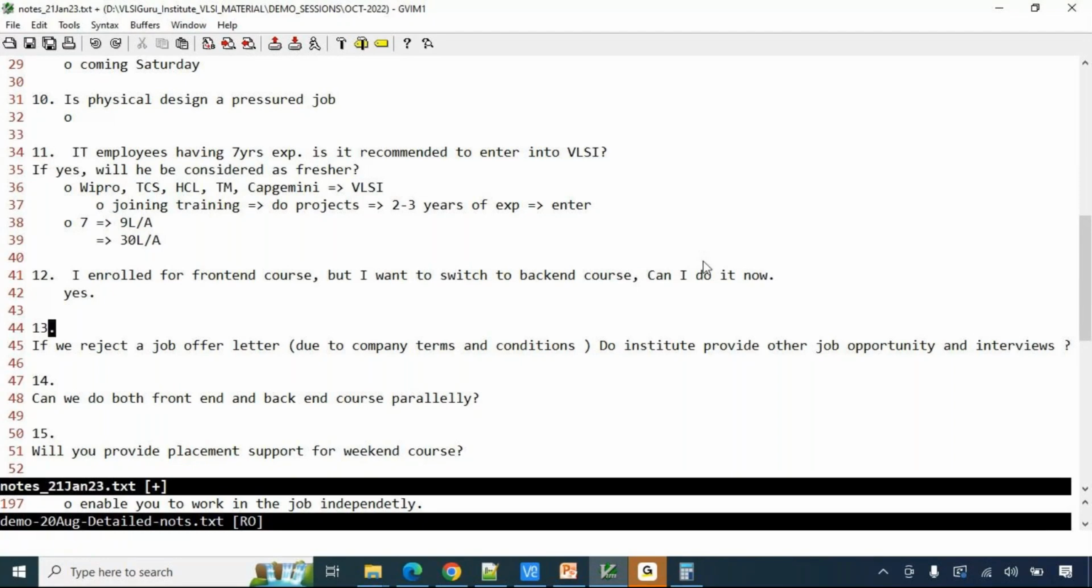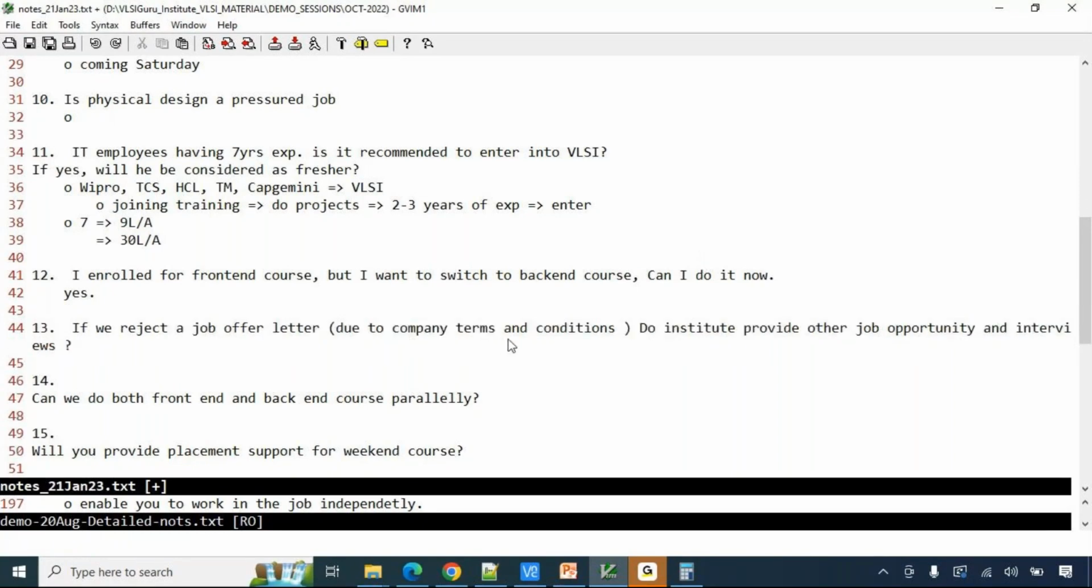Next, if we reject a job offer letter due to company terms, does the institute provide other job opportunity interviews? See, due to company terms and conditions, you shouldn't even apply for that company. Getting my point, right? The terms and conditions, they won't tell after you join the company. Even before you apply, you know the terms and conditions, right? You know whether you are going to sign a bond, you know what salary they are going to provide, everything you know. In that case, you should not apply.